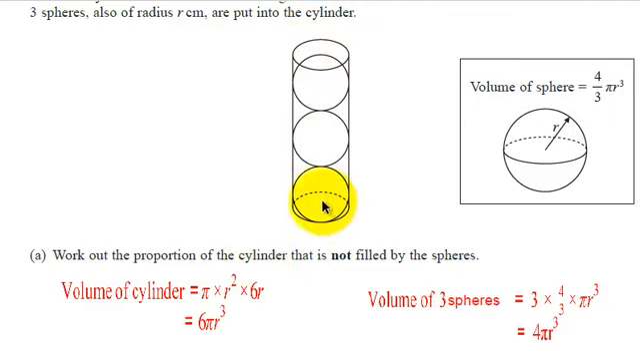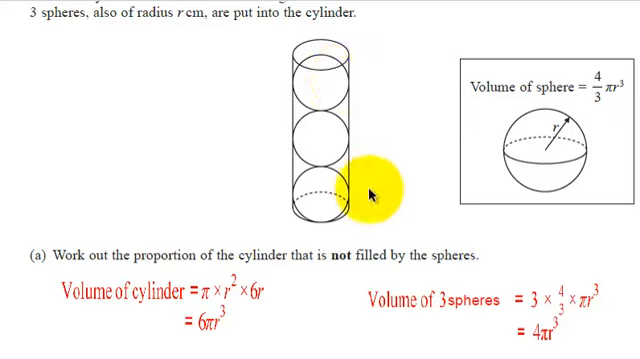The volume of a prism, or a cylinder in this case, is the surface area of one end, and it's a circle at the bottom and a circle at the top. So the area of a circle is pi r squared, so it's pi times r squared times the height, which we were told is 6r. Simplifying that gives you 6 pi r cubed. That is the maximum volume of the cylinder.